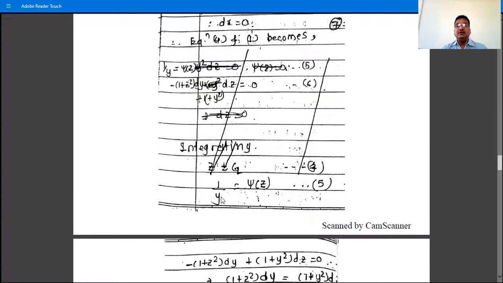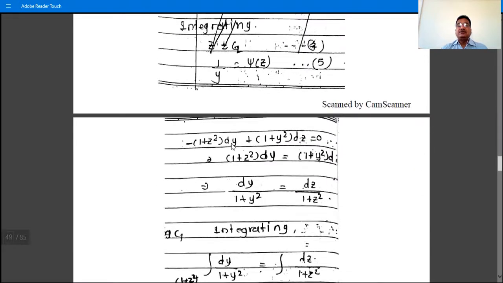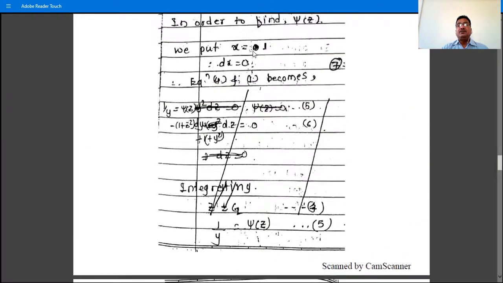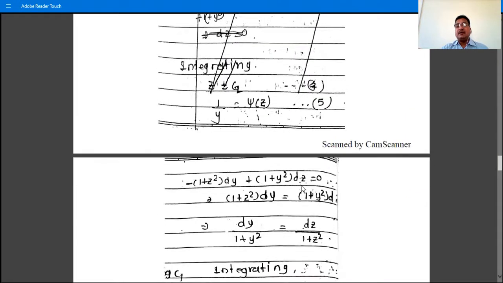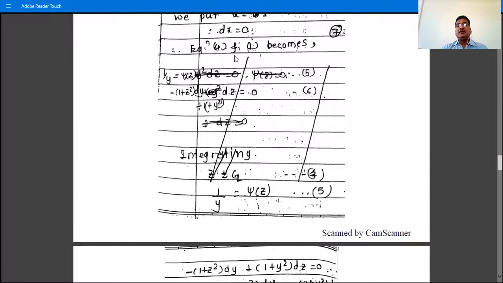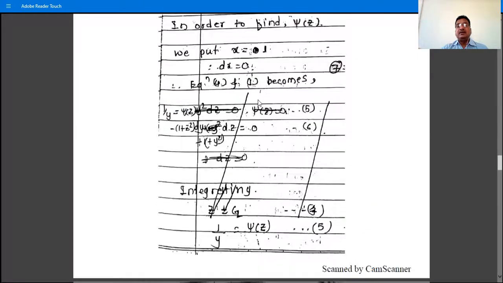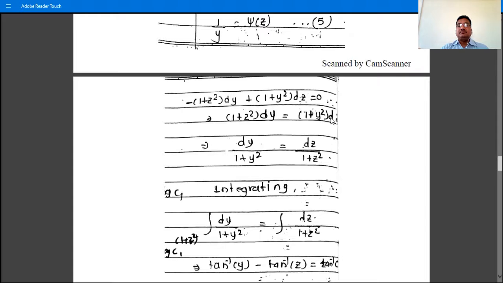So equation number 5 is 1 by y equals psi z. And minus (1 plus z square) dy plus (1 plus y square) dz is equal to 0 is the equation obtained by substituting x as 1 and dx as 0 in equation number 1. And this is equation number 4, in which we substitute x as 1. And then we have to solve equation number 6.